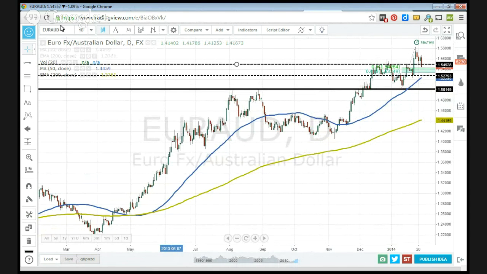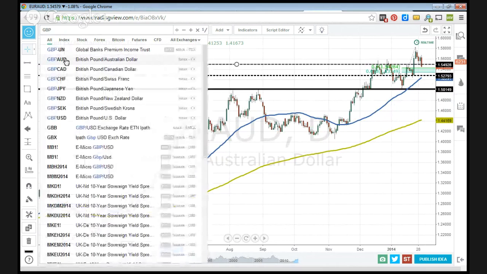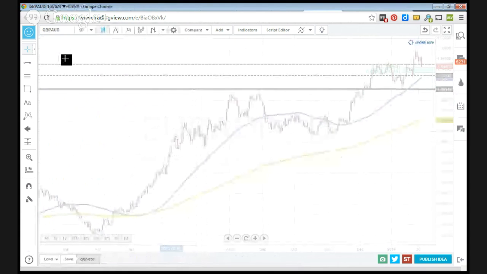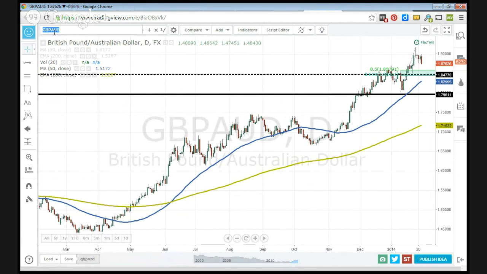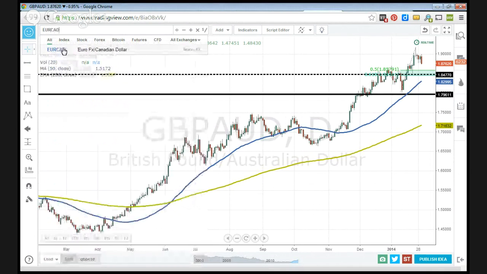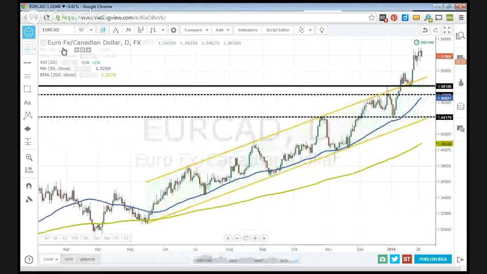Let's look at Pound Aussie. Mistyped it. Okay, we're a little further off, and that's sort of been the theme here, where euro retraces faster than pound does. So that's Pound Aussie. Let's look at Euro Canada. Okay, still need more of a pullback.